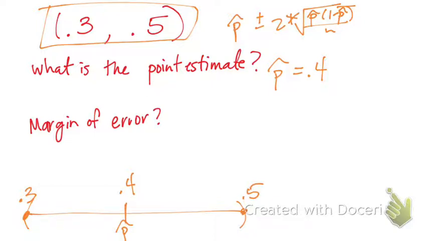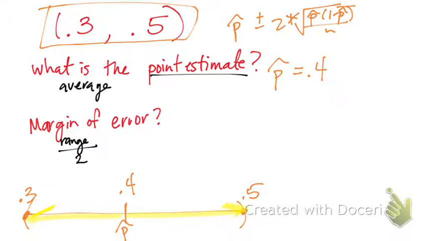And my margin of error is always the distance from your point estimate to the outside. So to find your margin of error, you can take the range and divide it by 2. And to find the point estimate, it's just your average or your center. So my margin of error in this case would be 0.1. So I go plus 0.1, minus 0.1.